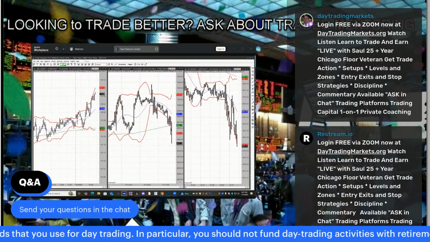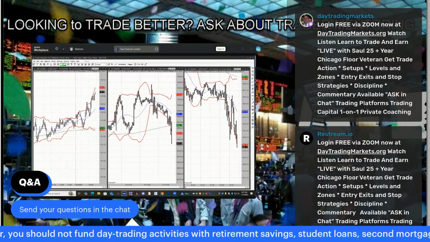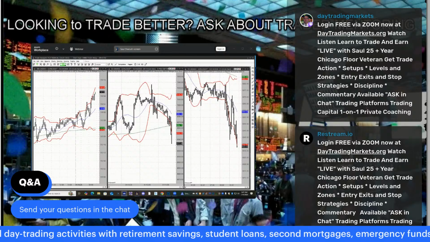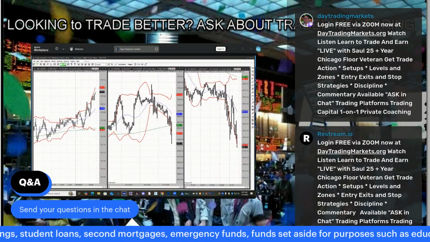Our next level that we're focused in on is going to be the 25 area. Give us one opportunity to get out. Hopefully you already had your orders in place there. And nice little quick scalping opportunity for us.